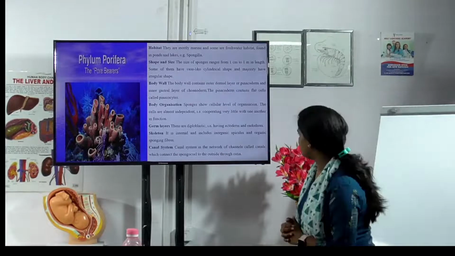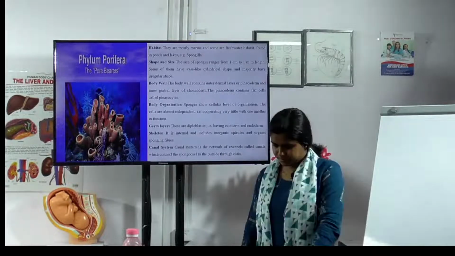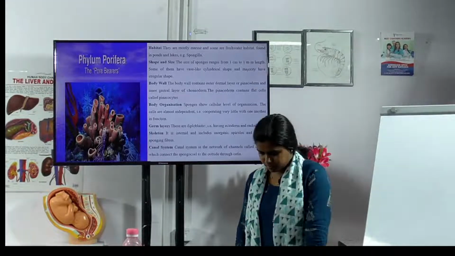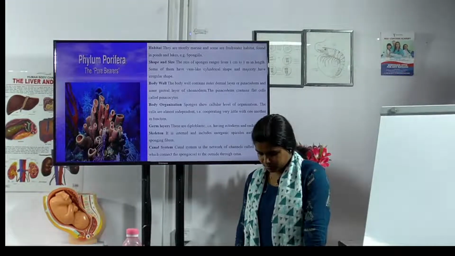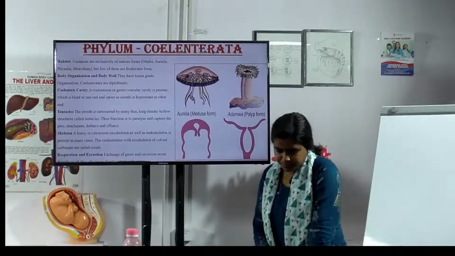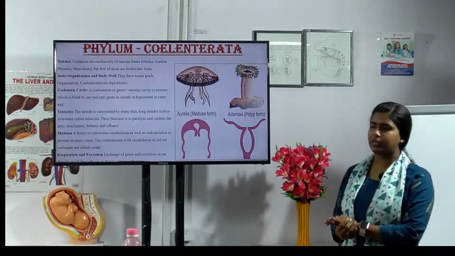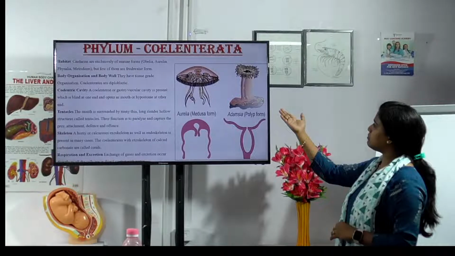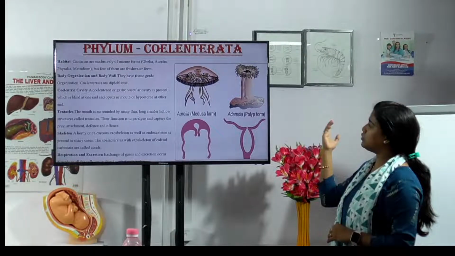Okay, next phylum, Coelenterata. These are found exclusively in marine habitats, and the body organization is tissue grade organization. Tissue means the next level of cells, whereas before it was only cells. And they have tentacles. Can you give an example for this? Jellyfish, which has tentacles.